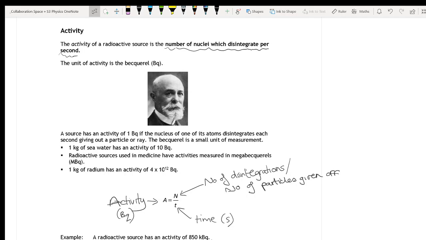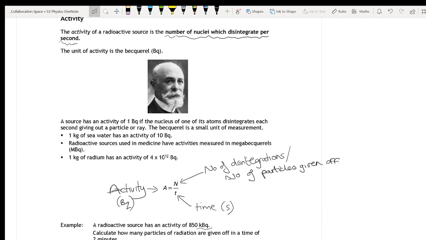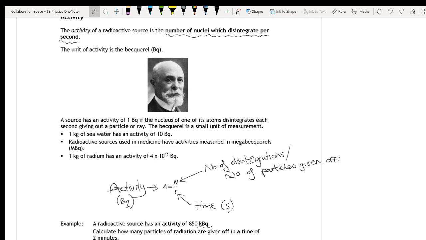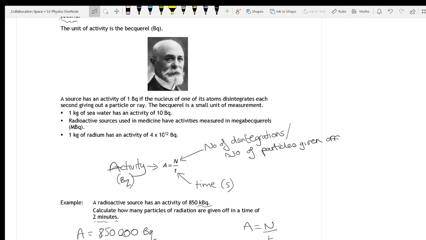The activity of a radioactive source is the number of nuclei which disintegrate per second. So we said that to become more stable, atoms give out particles. Okay, so the nuclei give out particles. So each time a nucleus gives out a particle, it disintegrates. So activity is how often that happens. And the unit of activity is the becquerel, Bq, and it's named after Henri Becquerel. A source has an activity of 1 becquerel if the nucleus of one of its atoms disintegrates each second, giving out a particle or a ray.